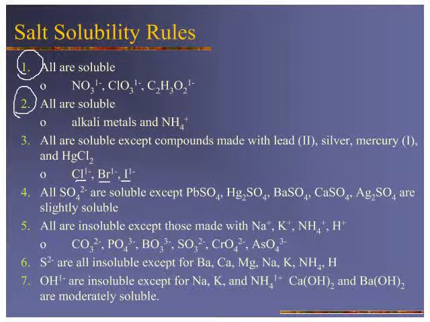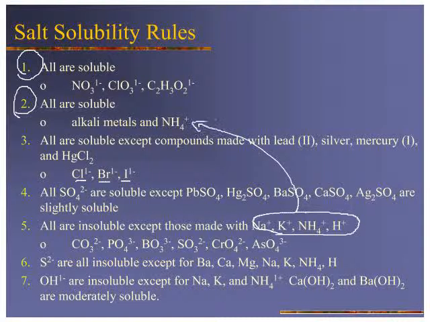Carbonates, phosphates, borates, sulfites, chromates, and arsenates are always insoluble unless they're with the things that are always soluble. So as soon as you see an alkali metal, it's not going to happen. And continuing through, it's just a matter of using them as you go along.